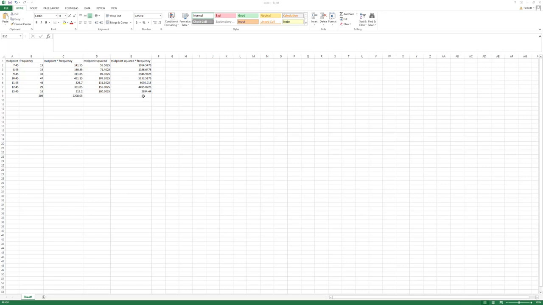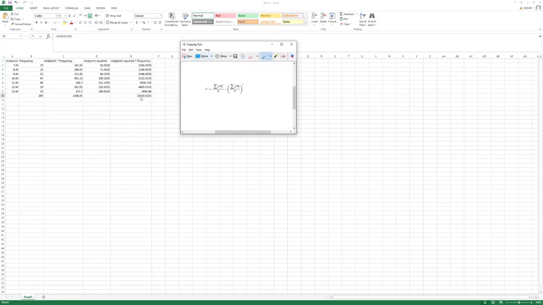So I'm going to click here. I'm going to find the sum of this column, and that's E2 through E8. Alright, so we're going to take this number, 23,910.9225, and divide it by 209, and that number goes right here in my formula. I don't know if I can write on this. Let's see.